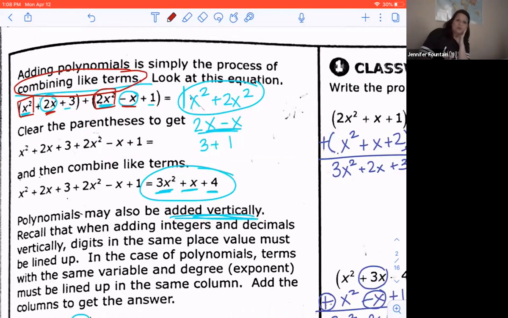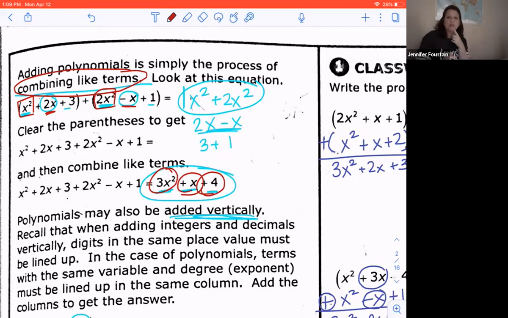In the example they gave us, where I have x squared plus 2x plus 3 plus 2x squared minus x plus 1, I know that x squared plus 2x squared is 3x squared. 2x plus a negative x would be the same as 2 plus a negative 1, so that still leaves me with a positive 1x. And then 3 plus 1 is 4. We talked about how when they're side to side, it's easy to lose our terms and make mistakes. So adding them vertically by lining them up helps us, kind of like place value when we add, subtract, multiply, and divide, especially with adding numbers and decimals, where we have to make sure to line them up in the right places.